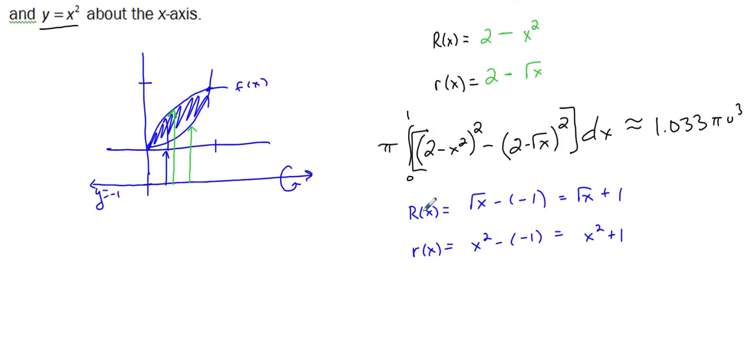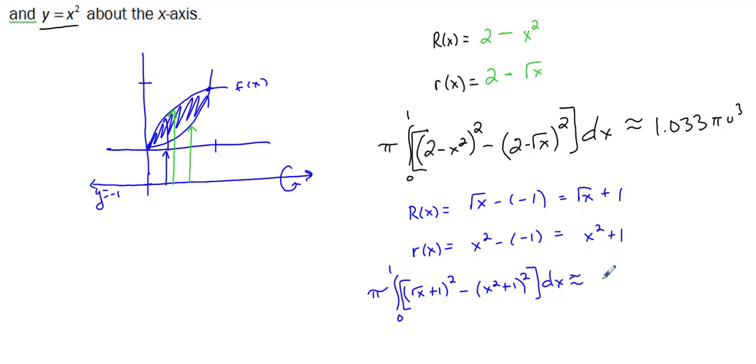Okay, the hardest part, I think, is coming up with capital R and lowercase r. So let's use your calculator on this one after we have it written out. We'd have pi, 0 to 1, and then the outer radius would be square root x plus 1 squared minus x squared plus 1 squared, and then dx. Make sure you have brackets around the whole thing. And then check with somebody, please.